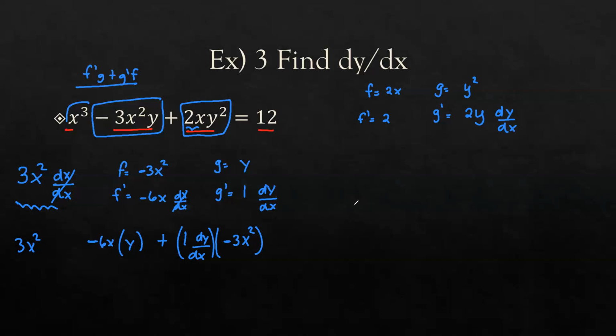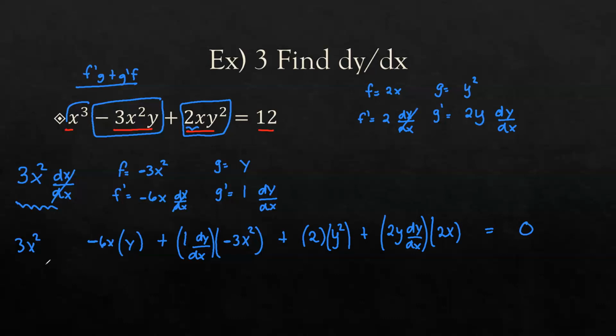So product rule is f prime of g plus g prime of f. So f prime is 2, regular g is y squared. By the way, f prime in respect to x, you do have the option of putting dx over dx, but that becomes 1, so that's why I just put 2. And then plus g prime, which is 2y dy dx, times regular f, which is 2x. And then on the right side, the derivative of 12, or a constant, is 0.